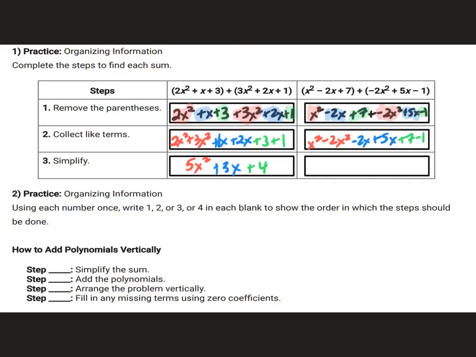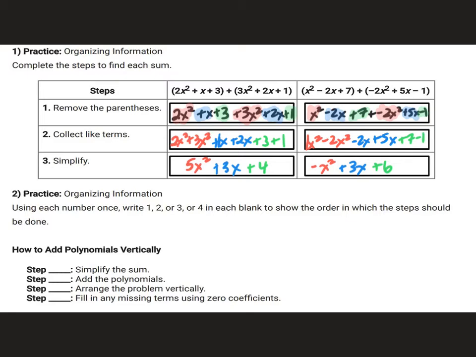Right. So now I just want to actually combine those like terms. Remember, whenever I have an x squared or an x, there's a secret 1 hiding in front of it. So I have 1x squared minus 2x squared, which is negative x squared. Negative 2x plus 5x is positive 3x. And then 7 minus 1 is positive 6. Right, so this is how we can add polynomials together, and we're really mainly using that simplifying or collecting like terms method.